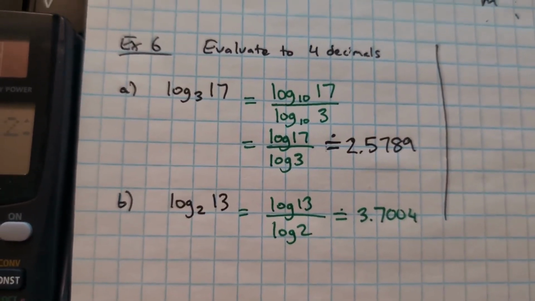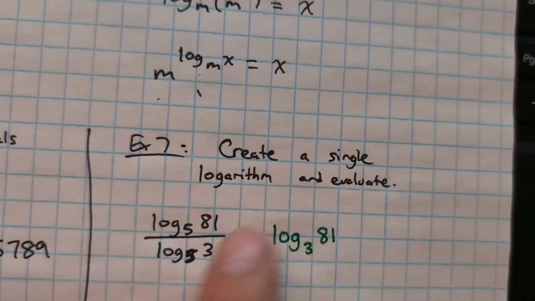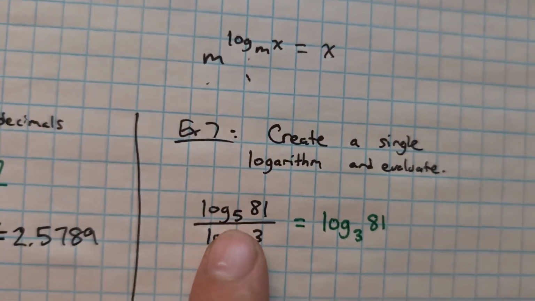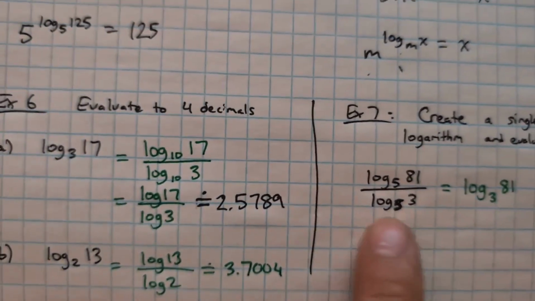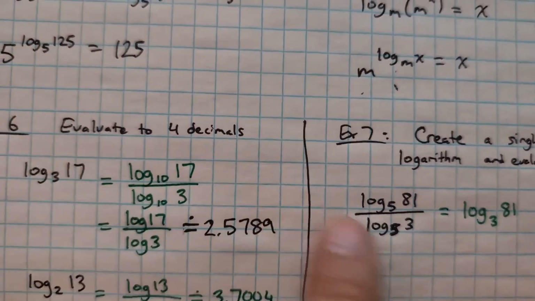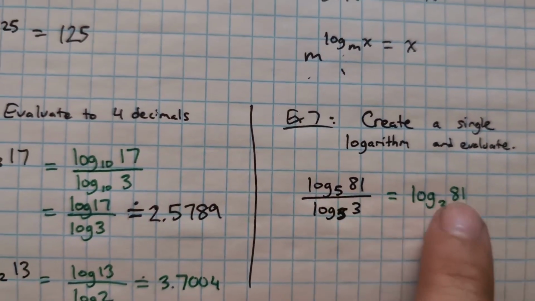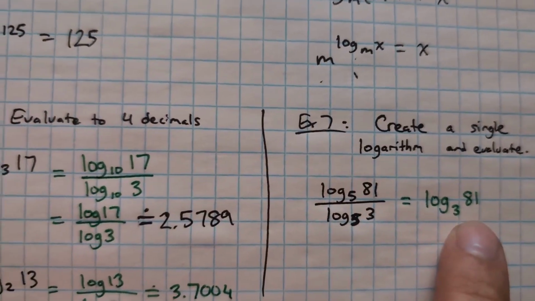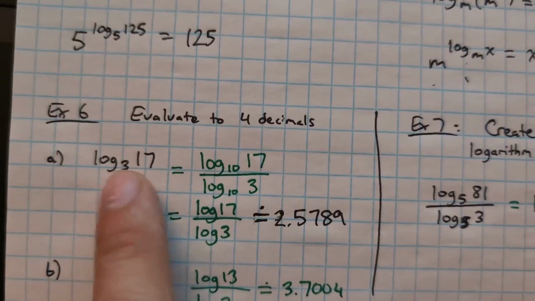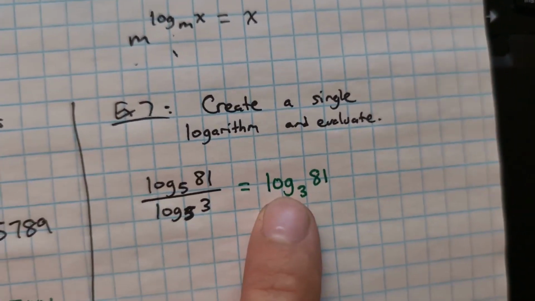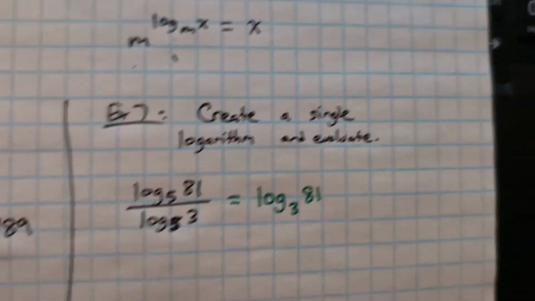One more example here. This question here, example 7, create a single logarithm and evaluate. So we have log base 5 of 81 divided by log base 5 of 3. And we can do the opposite thing we did here and turn this into a single logarithm where that's our argument and that's our base. Just like here, that was our argument, that was our base.